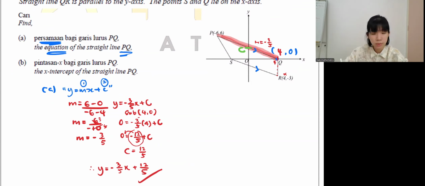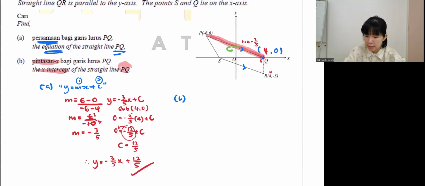Okay, so far so good. Now part B, the last one. What is the x-intercept, pintasan x, for the straight line PQ? It's still the same line. Where is the x-intercept, guys? The x-intercept is always on the x-axis. Check this line PQ. The x-intercept is here, which is 4. So the x-intercept equals 4 straight away.